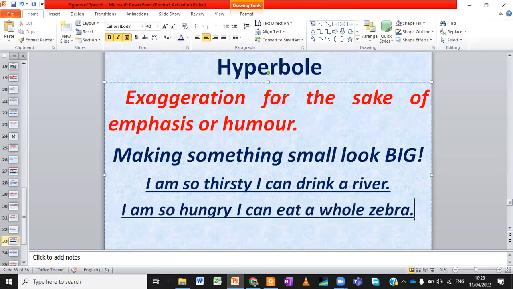Now, this is a line from Lion King. This second line was said by Simba. He said, I am so hungry, I can eat a whole zebra. Remember, Simba then was a cub. Can a cub eat a whole zebra? No. He was just trying to tell you that he is very hungry, okay? So when you write like this in your story, you create images. Don't worry, I will show you that.